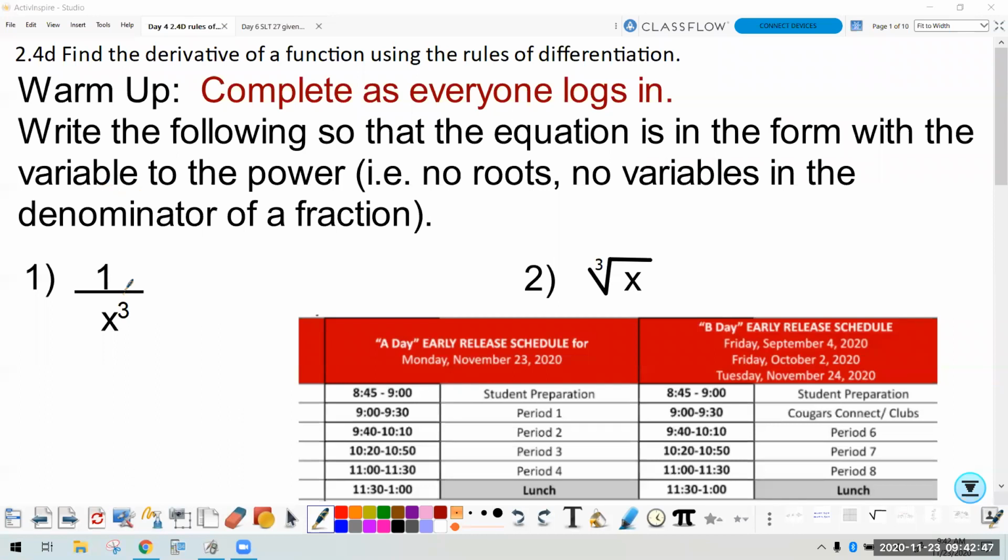So we have to rewrite these expressions so they're just a variable to a power, no denominator, no radical. The way it works is when you have a variable in the denominator, you can write that as a negative exponent. So instead of 1 over x to the third, we've got x to the negative 3. The same thing for the cube root. We can rewrite that as an exponent, and it's a rational, a fraction exponent. So this little index is the denominator of your exponent.